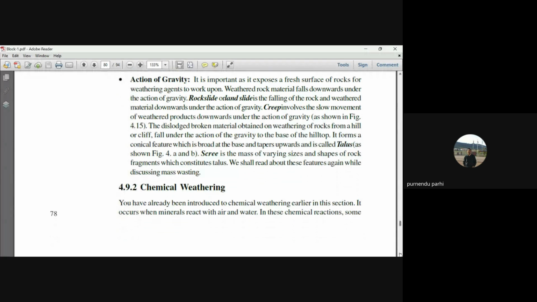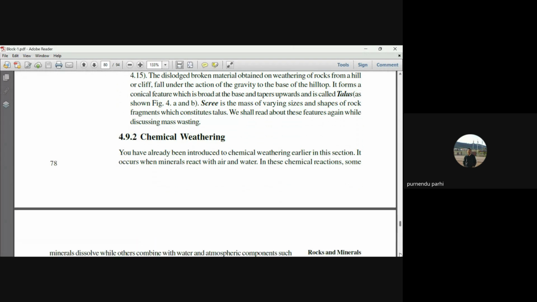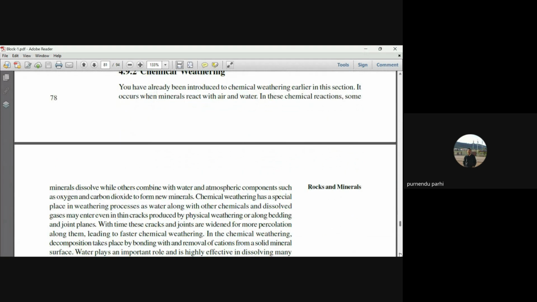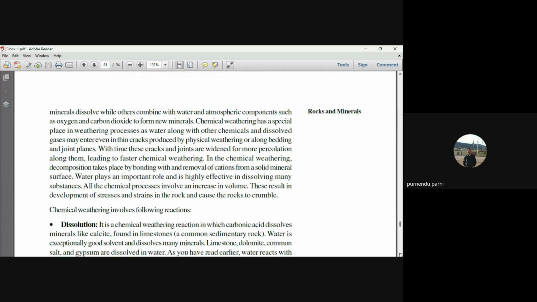Then chemical weathering. You have already been introduced to chemical weathering earlier in this section. It occurs when the minerals react with air or water. In this chemical reaction, some minerals dissolve while some combine with water and atmospheric components such as oxygen and carbon dioxide to form new minerals.